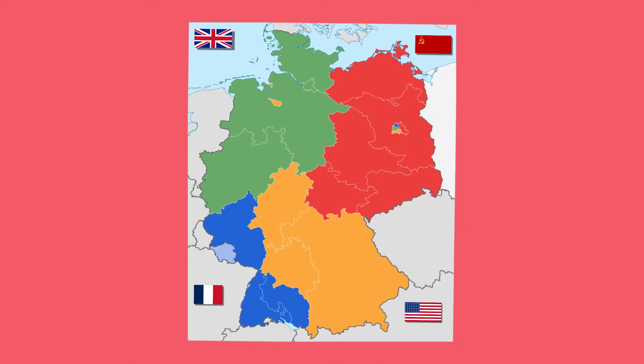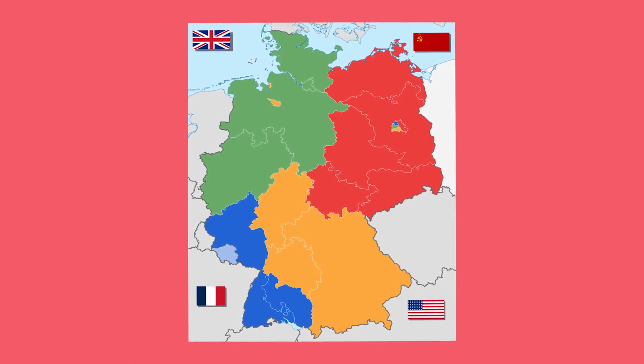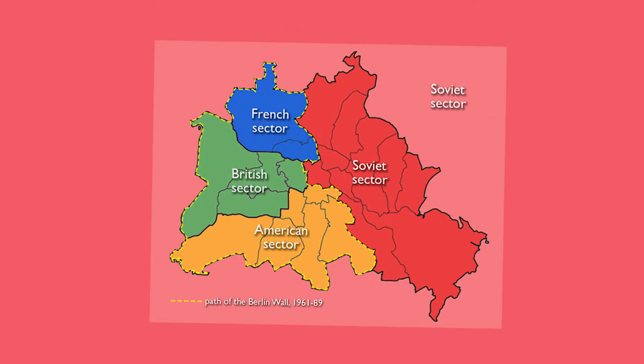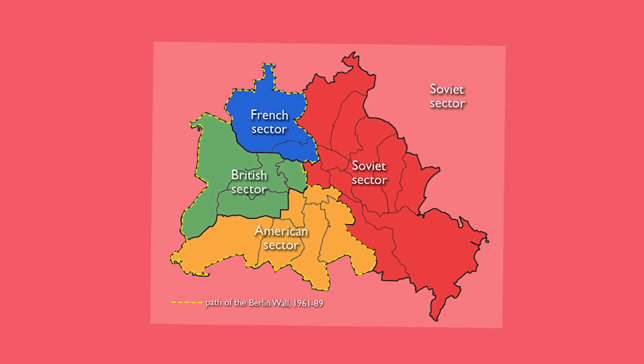It was decided that Germany would be split into 4 zones, each of them held by a different country: France, the United States, Great Britain, and the Soviet Union. Also, the German city of Berlin would also be divided just like the whole of Germany was. These divisions were confirmed at the Potsdam Conference.